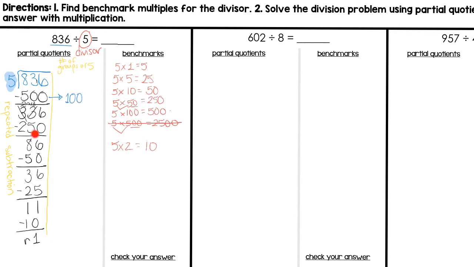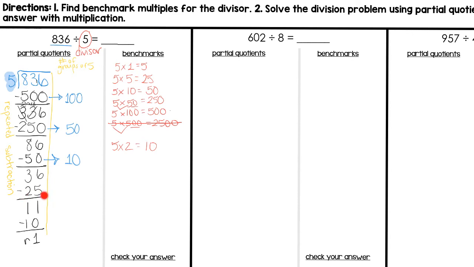All right, now we're on to 250. In 250, how many groups of 5 do I have? Well, in 250, there are 50 groups of 5. So I'm going to write 50. Then, our next number that we took away was 50. So in 50, how many groups of 5 were there? In 50, there were 10 groups of 5. So I'm going to write 10.